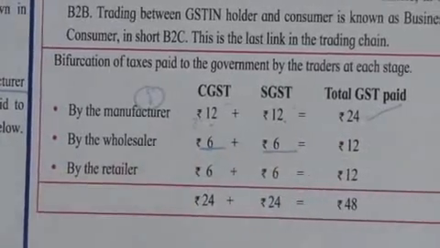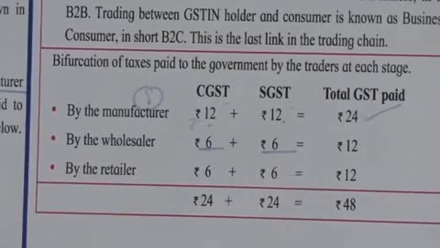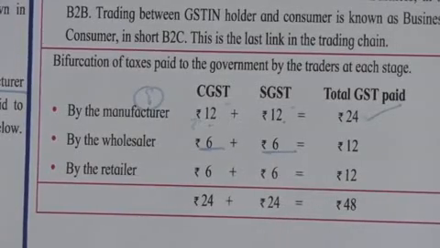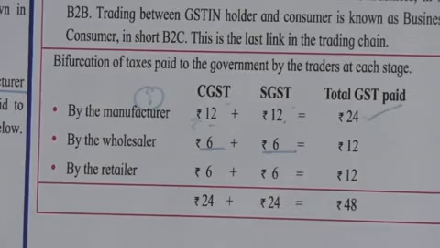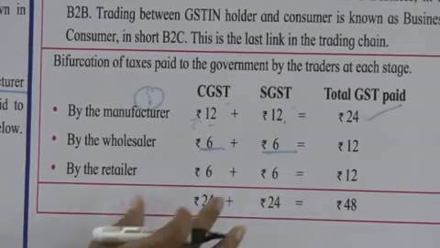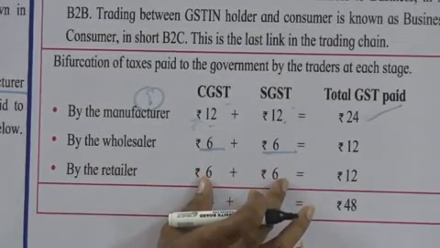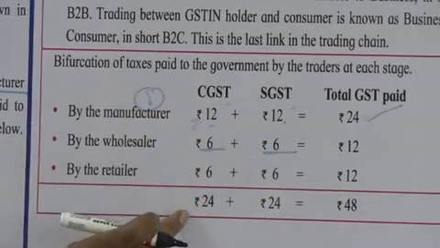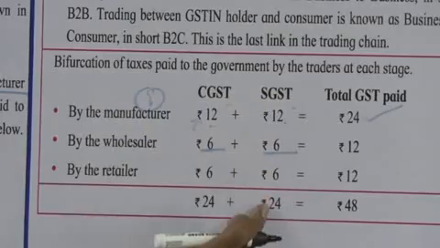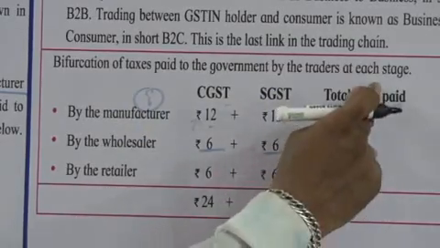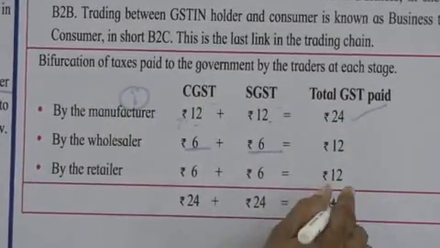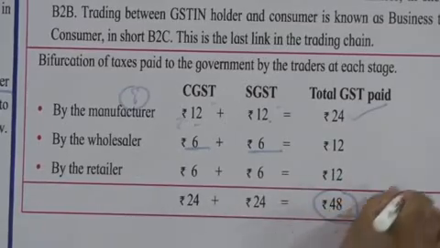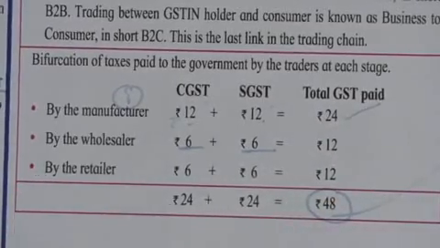And by the retailer, again the difference is 48 minus 36, that is 12. It is divided into two equal parts, 6 plus 6, and therefore 24 rupees CGST we are paying, 24 rupees SGST we are paying, and in all the 12% GST is 48 rupees.